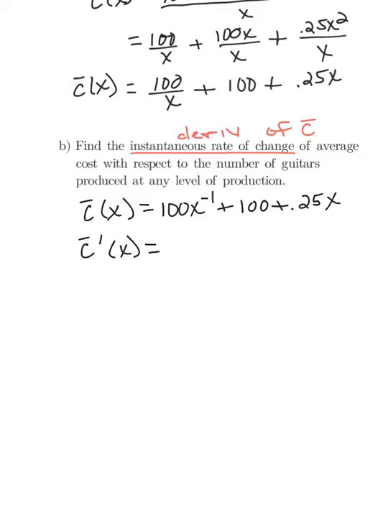This equals, on that first term, drop negative 1 times 100, you'll get negative 100 x to the negative 1 minus 1 gives me negative 2. The derivative of 100 is 0. And then the derivative of 0.25x. The derivative of x is just x to the 0. Remember, it's 1. So we get 0.25 as our final answer on the last term. So now we know our derivative for the average cost function.